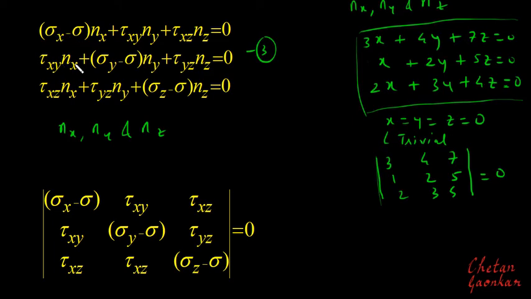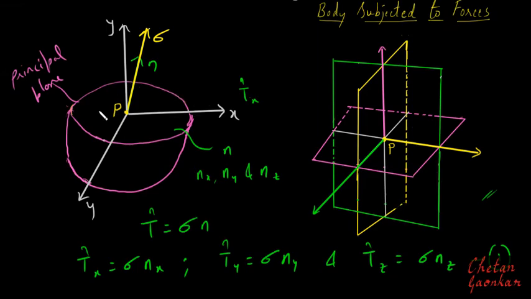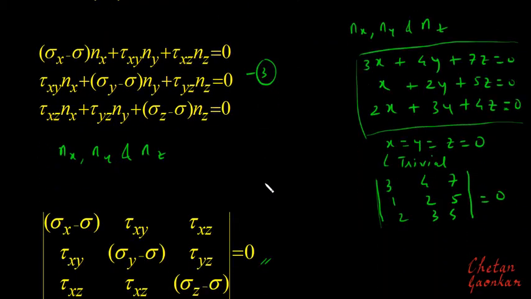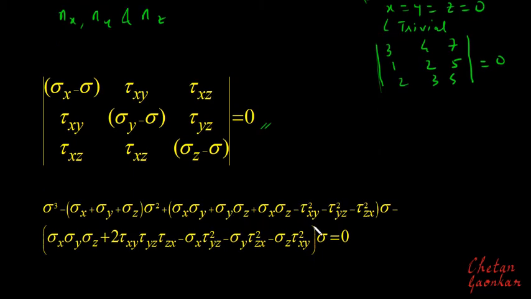We can force the determinant of these coefficients to 0 in order to get some valuable information regarding nx, ny, nz. Because if we just go with the trivial solution, we will not get any valuable information. We will not be able to find the direction cosines of the principal plane. Because of that, we have forced the determinant of these coefficients equal to 0. Now further, if I expand this determinant, I will get this kind of equation.